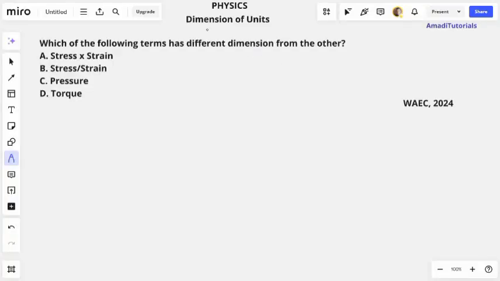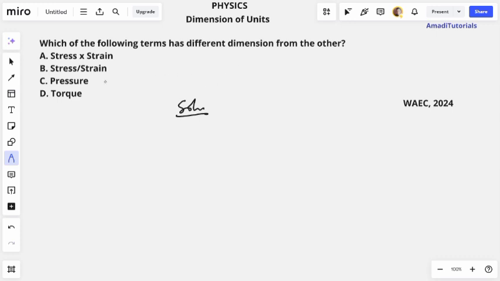WAEC 2024. Let's take this question. It says, which of the following terms has different dimension from the other? So they are asking us to find the dimension, the unit dimension or dimensional formula for each of these terms or physical quantities or combined physical quantities, and then see the one that is different from the other.